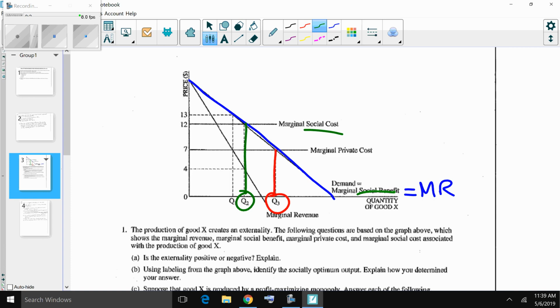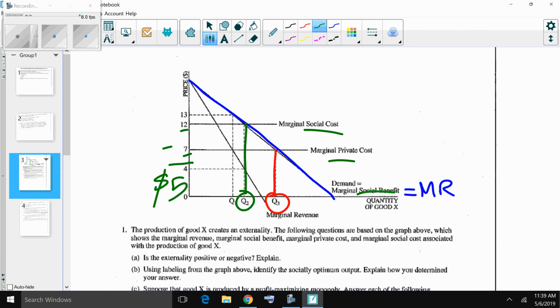Now, how much should the tax be? The tax is going to be the difference between our MSC and our MPC. So 12 minus 7, which is a $5 tax per unit.